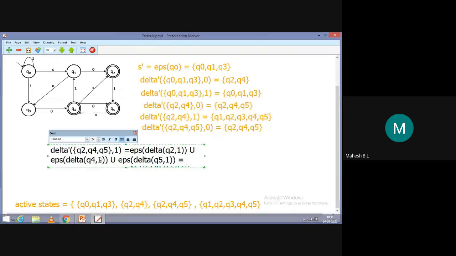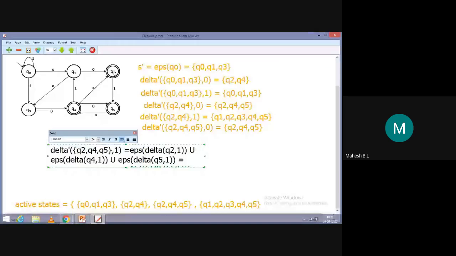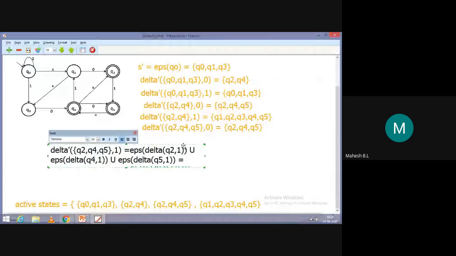Delta of Q2, 1. What is delta of Q2, 1? Tell me quickly. It is Q5. So delta of Q2, 1 is Q5. What is epsilon of Q5? You know that is Q2, Q4, Q5. So you need to add Q2, Q4, Q5. This has to be union with delta of Q4, 1.